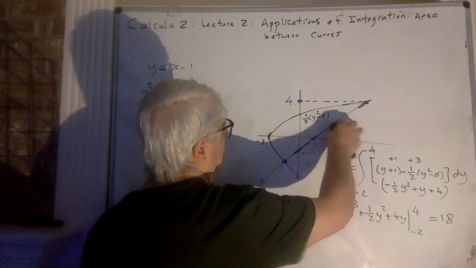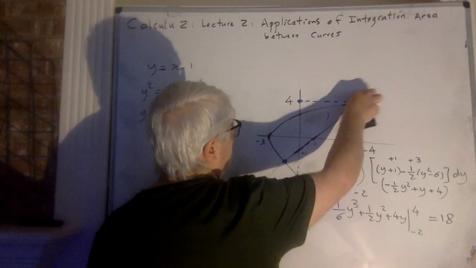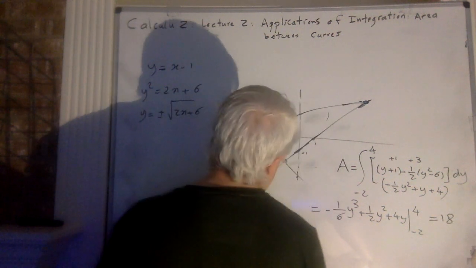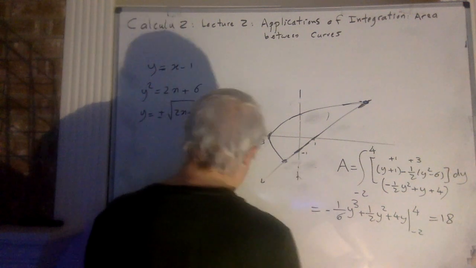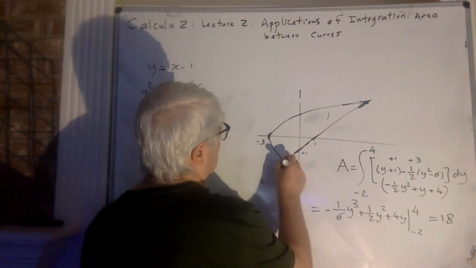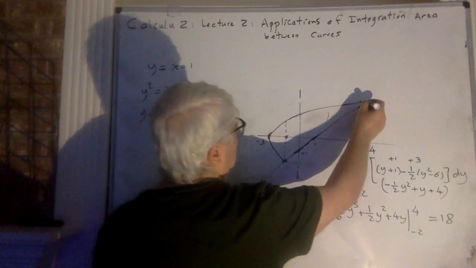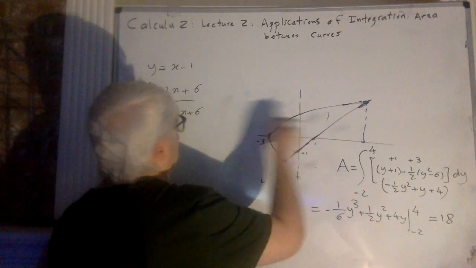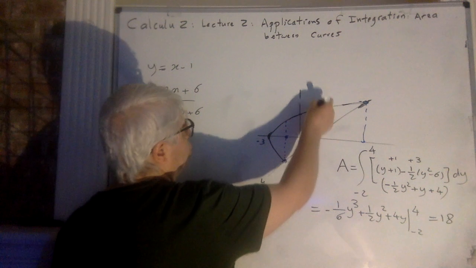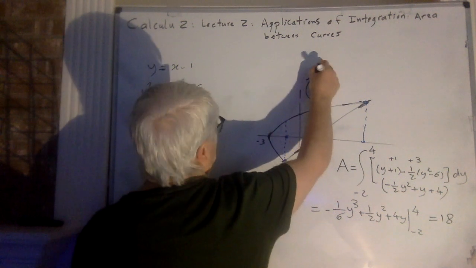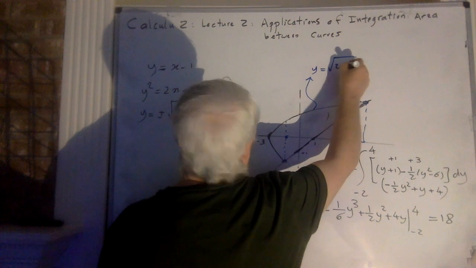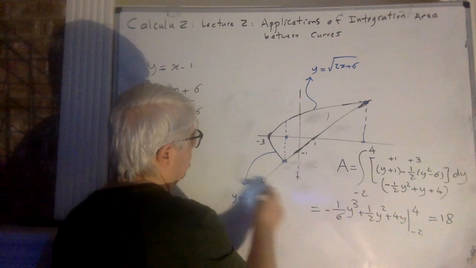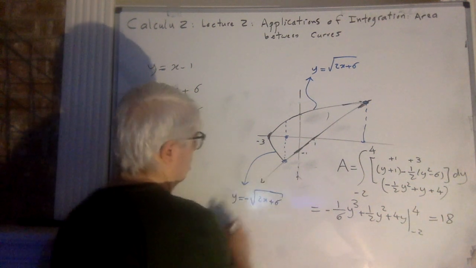And because I'm just using these points, this point and this point, well, I will find them. And no, the plus one is in fact this, the top one. The top one is y equals square root of 2x plus 6. And this bottom one is in fact minus square root of 2x plus 6. Okay?